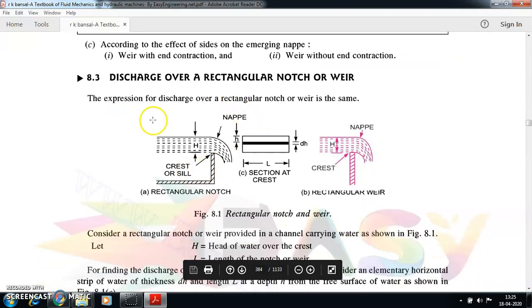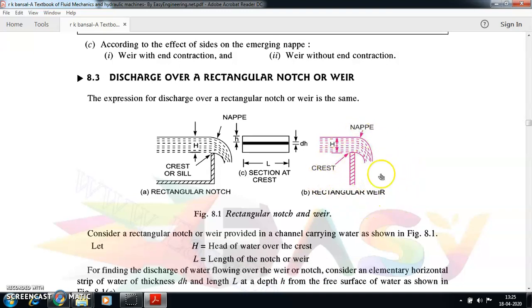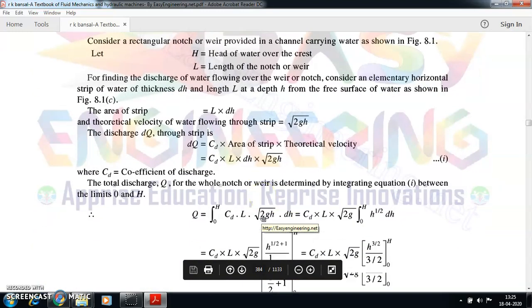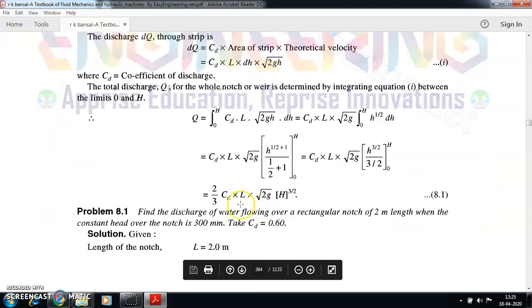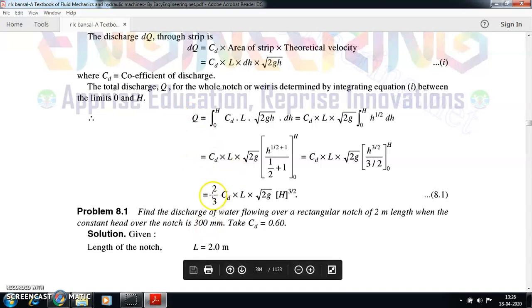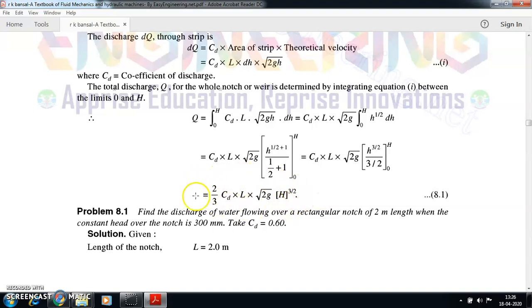So this is the rectangular notch. Please note this particular diagram, rectangular notch and rectangular weir, and this is the cross section diagram that we need to write. The section diagram is very important. Defining all the terminologies with a very simple approach, we got Q equal to 2 by 3 CD into L root of 2g h to the power of 3 by 2. You need to remember this equation.